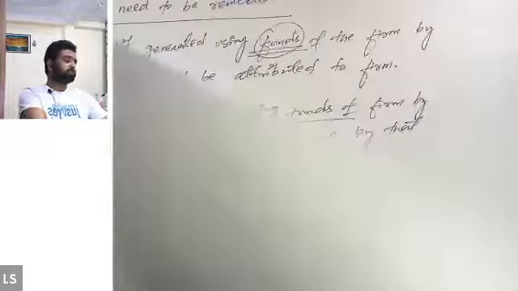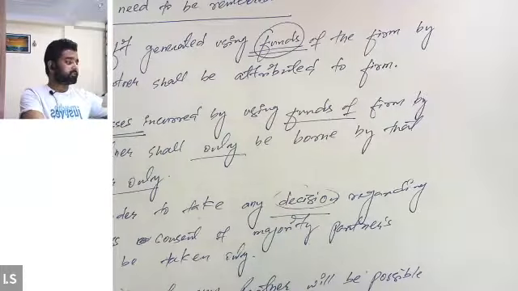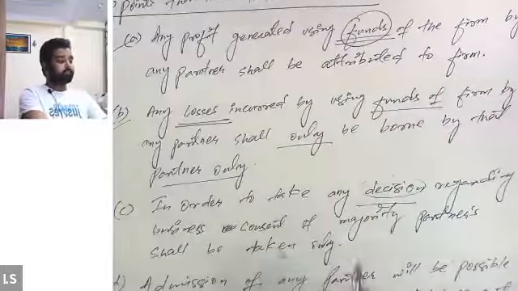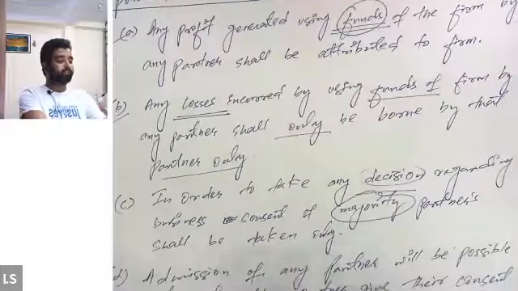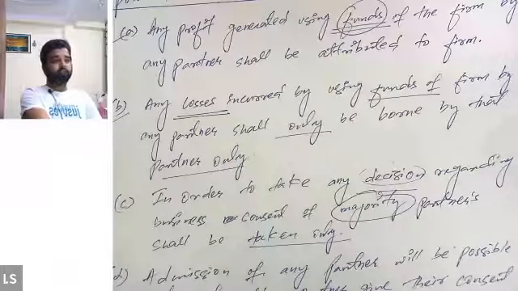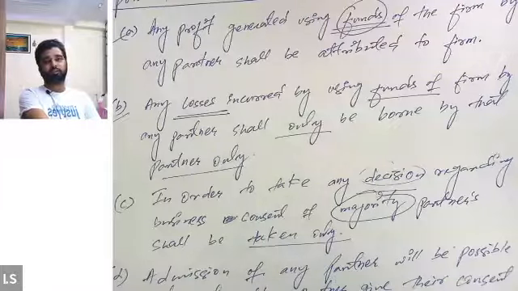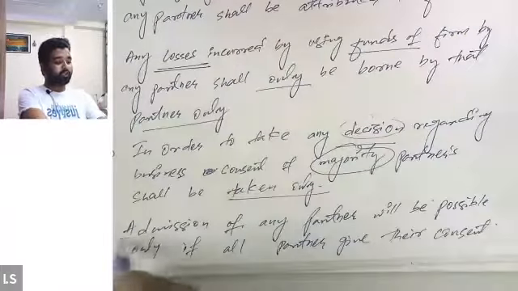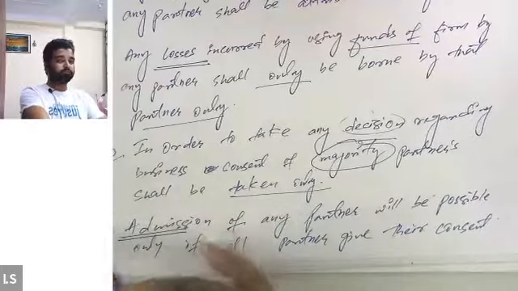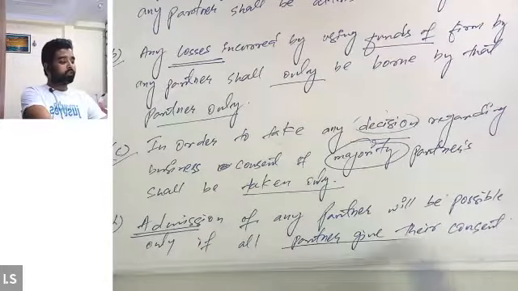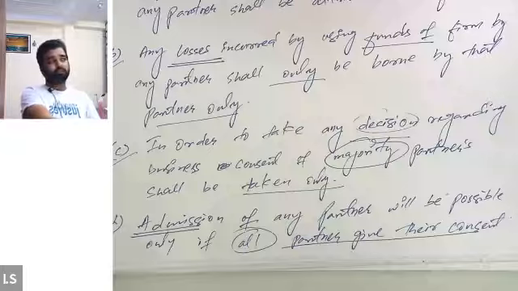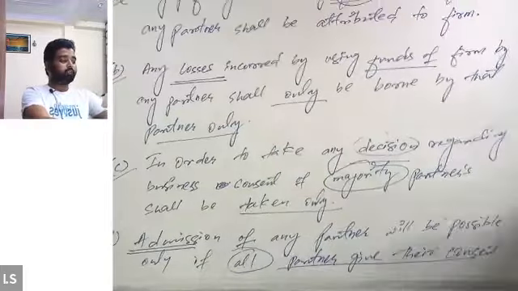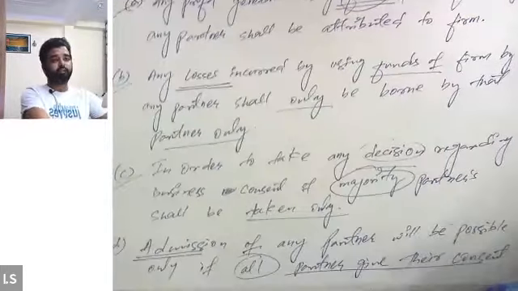So this is point number C and D. Pay attention and try to understand. Point number C here is that in order to take any decision regarding business, the consent of the majority partners shall be taken. We need not take the consent of all the partners in order to take the decisions of the business. But as far as the decision regarding admission of a new partner is concerned, the consent of all the partners will be required. In this situation, majority consent is not applicable.